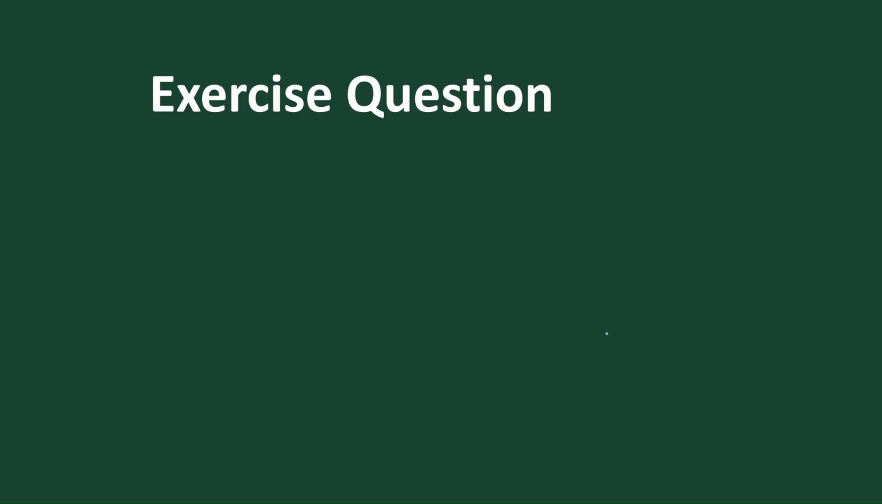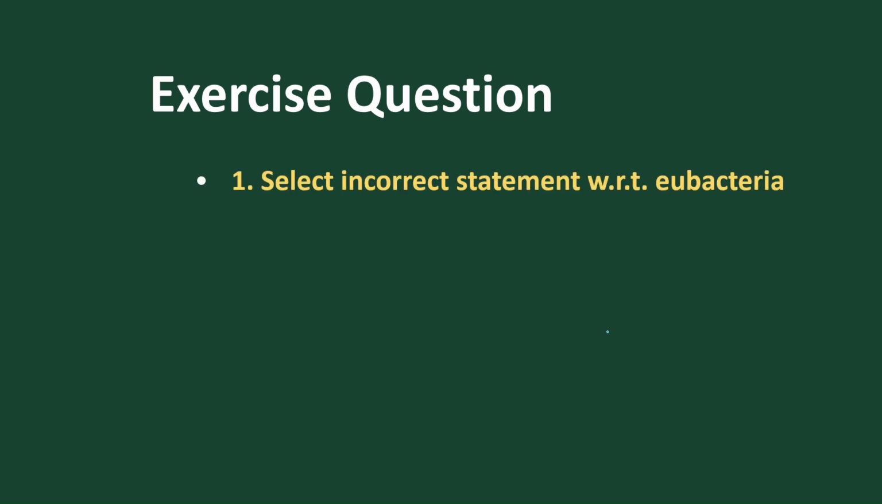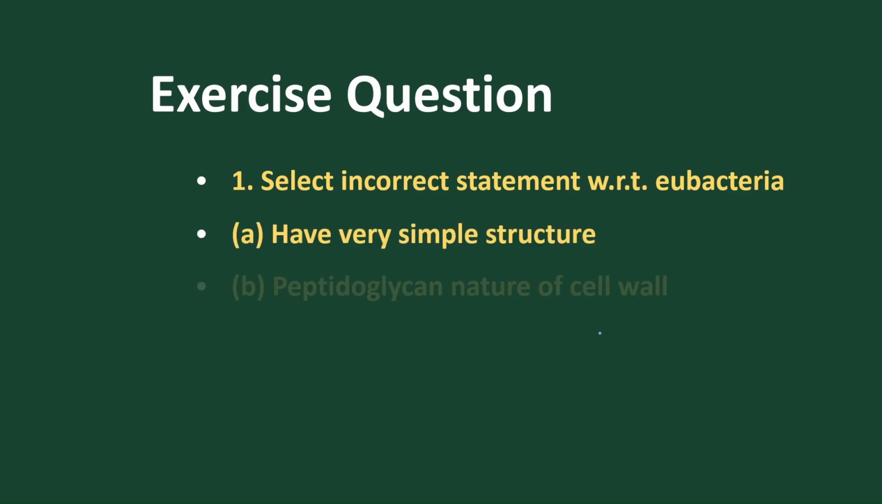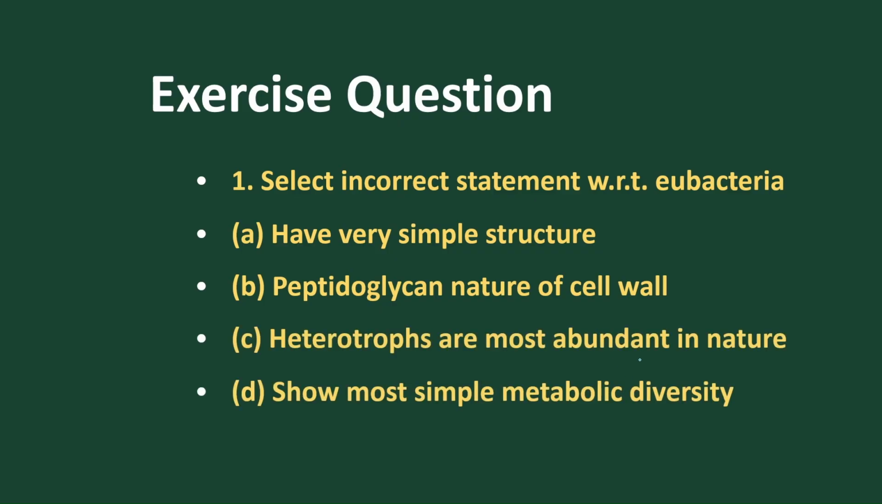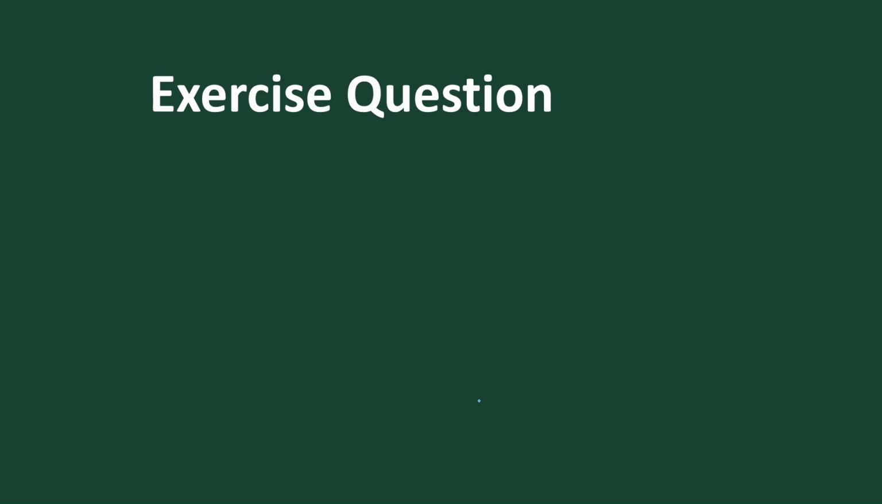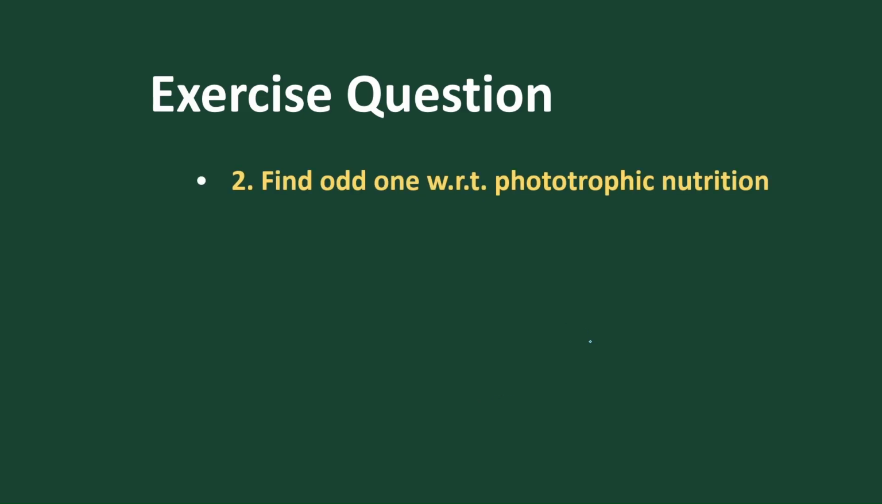Now let's discuss some practice questions. Pause this video and go through this question. Select the incorrect statement with respect to eubacteria. Eubacteria have a very simple structure, yes. Pathogenic nature, cell wall is present, yes. Heterotrophs are most abundant in nature, yes. So most simple metabolic diversity. So this is D. You decide whether D is right or wrong.